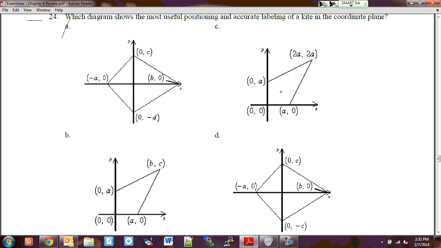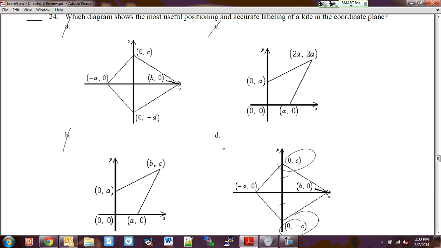Let's look at this one. Yeah, this one's not really that helpful either. Let's look at this one. No, this one's not that great either. Let's look at this one. Negative a, 0 and b, 0. It's kind of looking like A, but if you notice, this says 0, c, this says 0, negative c. So we know that these are the same exact length. So we know this is the diagonal that bisects the other, so we know that this diagonal here bisects these angles.